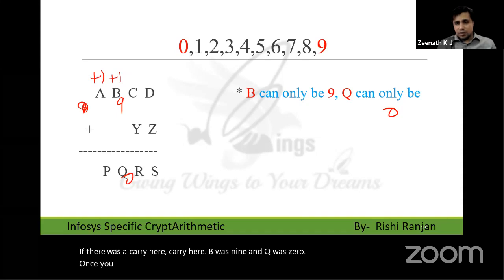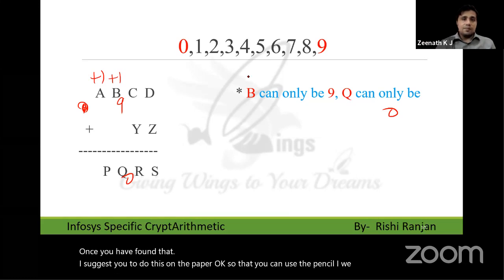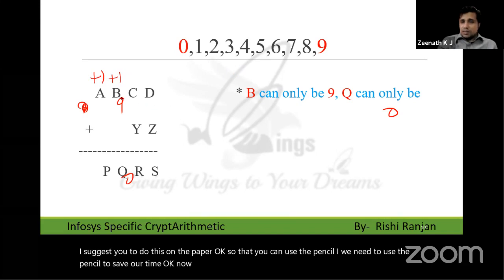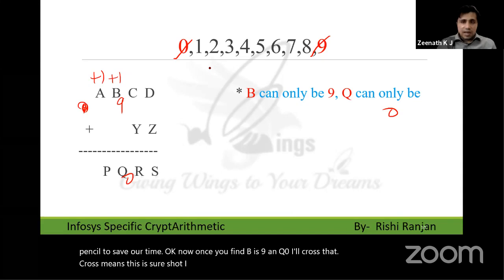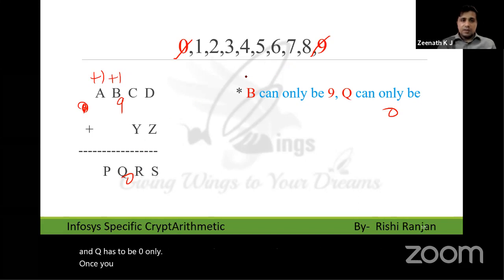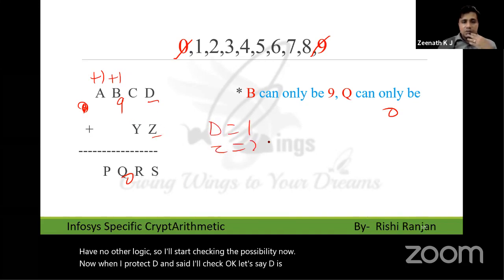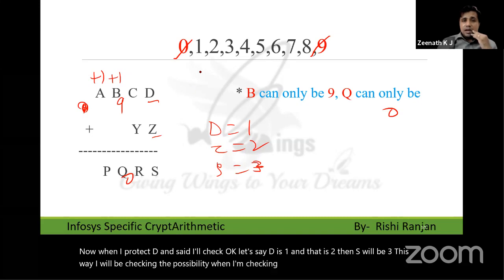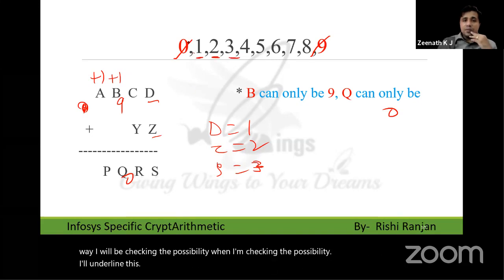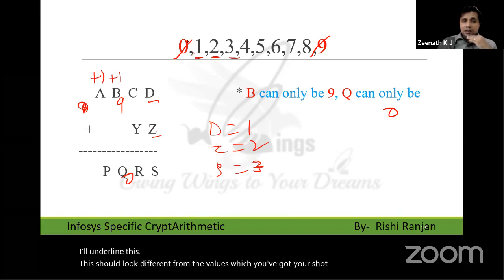Once you have found that, I suggest you do this on paper, using a pencil to save our time. Once you find B is 9 and Q is 0, I'll cross that. Cross means this is sure shot. I cannot change it. B has to be 9 only throughout this question, and Q has to be 0 only. Then I have no other logic, so I'll start checking the possibilities now. When I have to take D and Z, let's say D is 1 and Z is 2. Then S will be 3. This way, I will be checking the possibilities. When I'm checking a possibility, I'll underline it. This should look different from the values which you have got sure shot. This is checking the possibility and this is a sure shot value.